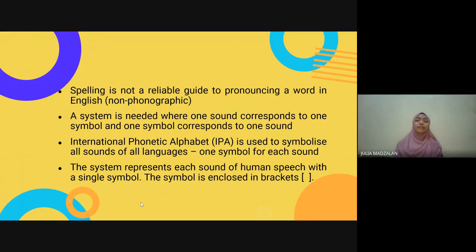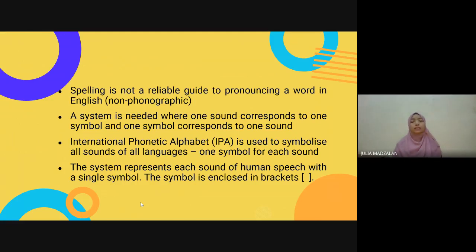So in English, spelling is not a reliable guide to pronouncing words because sometimes you have the same spelling kan. Contohnya O-U-G-H. Tapi kalau you tambah T, T-O-U-G-H, bunyi dia tough. Betul tak? Tapi kalau you gantikan T dengan the letter C, C-O-U-G-H, dia jadi cough. You see, spelling is not a reliable guide to pronouncing words in English. Walaupun dia ada O-U-G-H sama, tetapi the pronunciation berbeza.